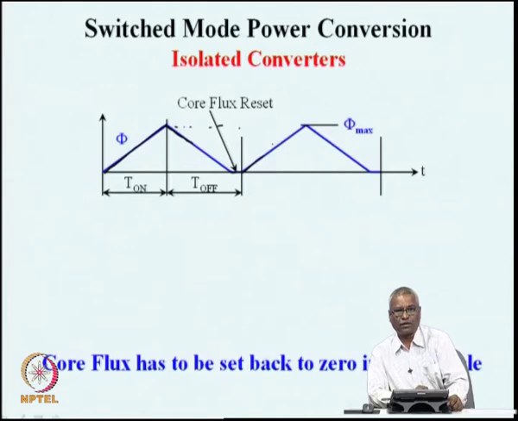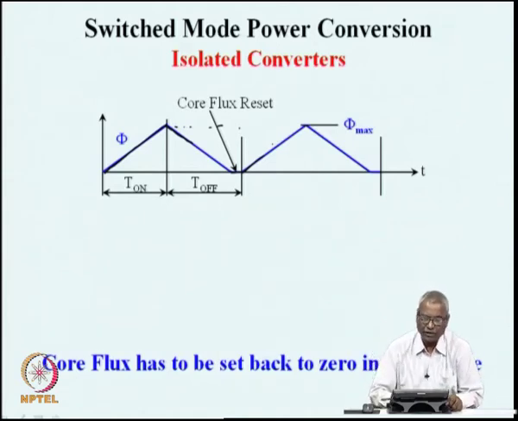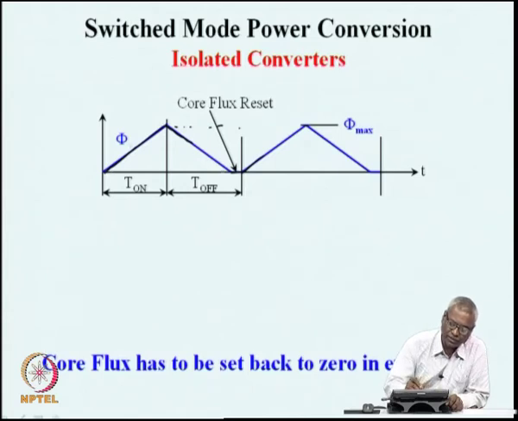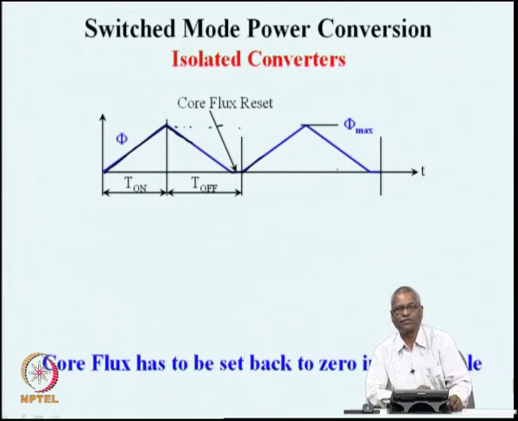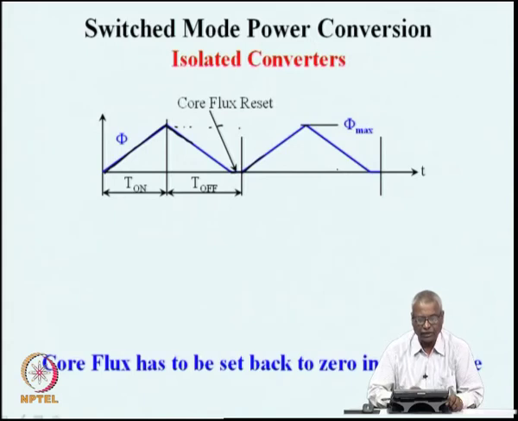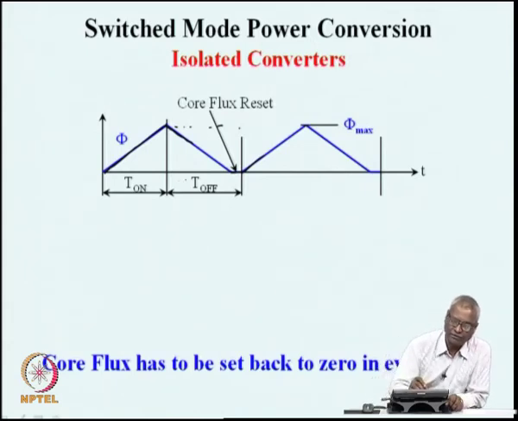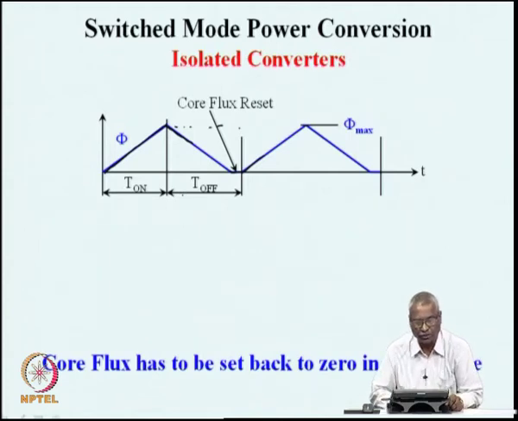If such an operation is possible, then you can see that in every cycle the core flux builds up, dies to 0, remains at 0, then again builds up, and so on. In such a situation, the core flux will not build up eventually, and the core will not saturate, and this is something which we have to provide in the circuit topology. We have to provide a mechanism of core flux reset, or bringing the core flux back to 0 at the end of every cycle.